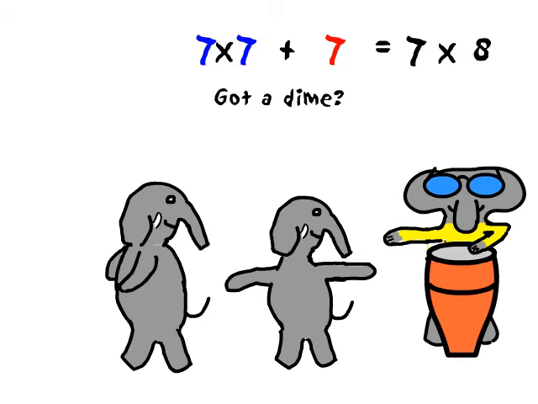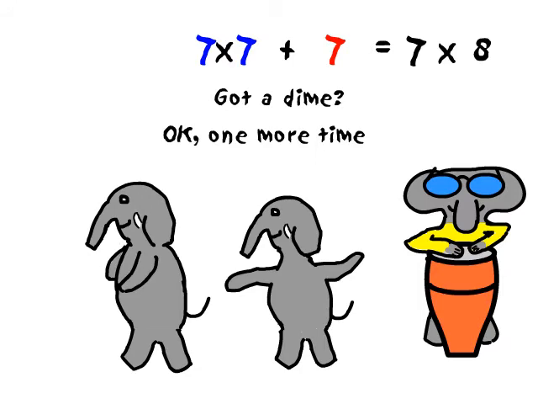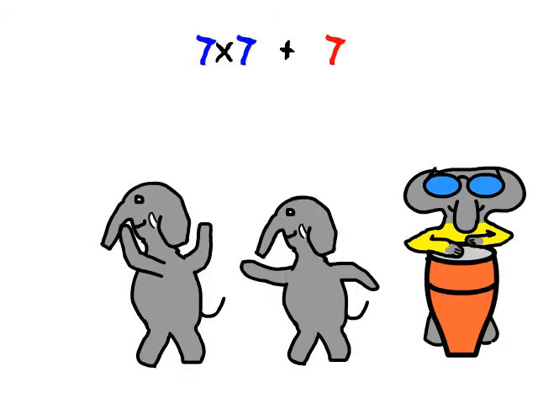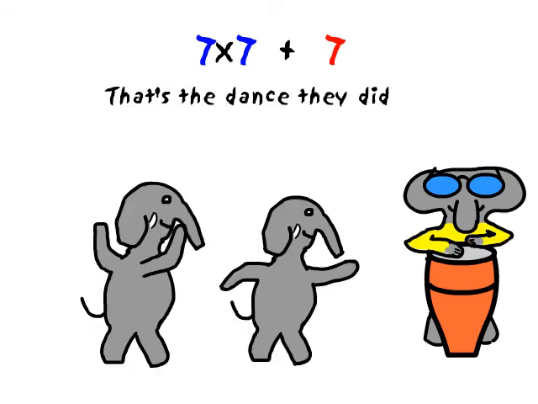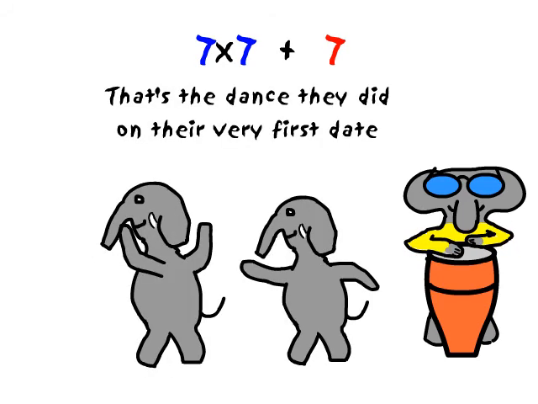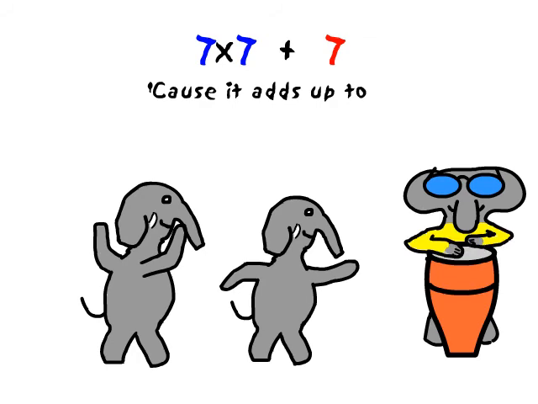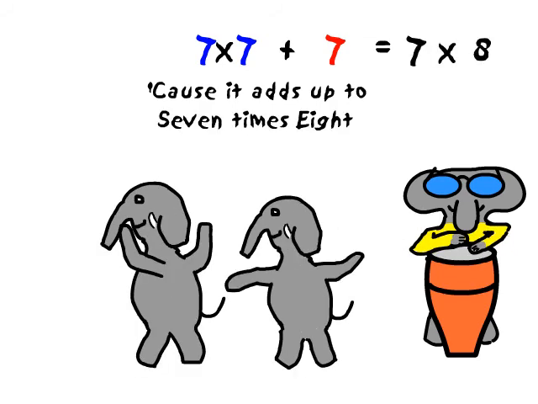Hey man, got a dime? Okay, one more time. 7 times 7 plus 7. Beautiful. Blow your natural soul. That's the dance that they did on the very first date, 'cause it adds up to 7 times 8.